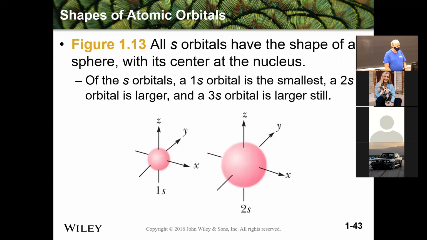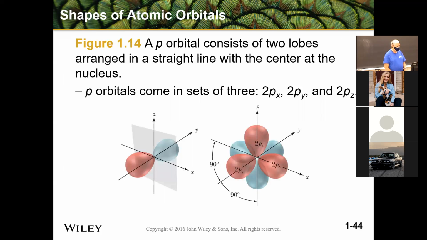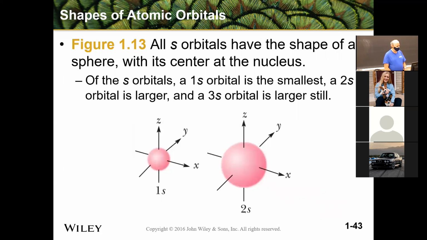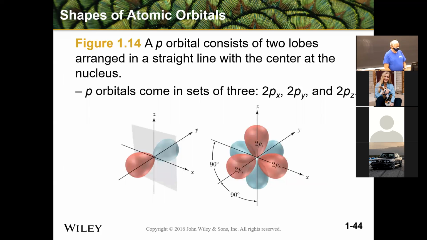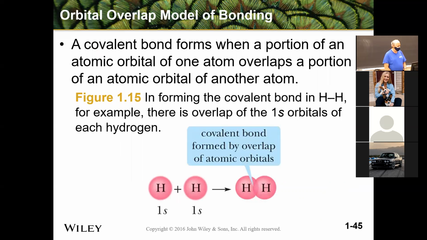Okay, in your first year chemistry course, you learned about atomic orbitals, s orbitals, and p orbitals. S orbitals have a spherical shape. P orbitals have this figure 8 or dumbbell shape. There's 3 of the 2p orbitals. They're 90 degrees apart from each other.